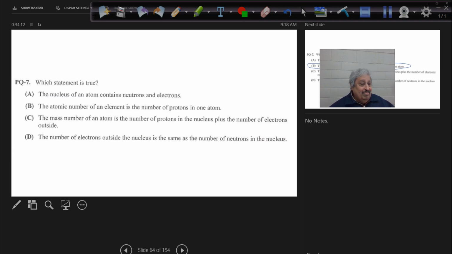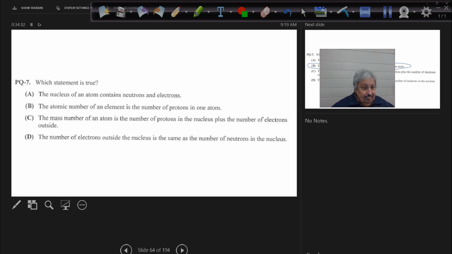The atomic number of an element is the number of protons in one atom. Is this true? Yes. Although neutrons may be added, protons will not change, it's always a stable and same number for an atom, correct? So the answer is B.